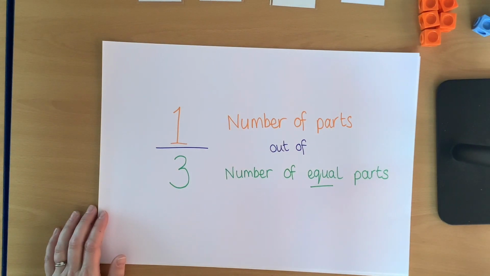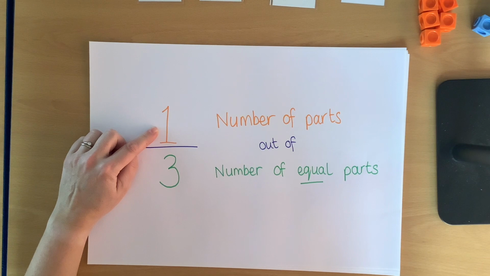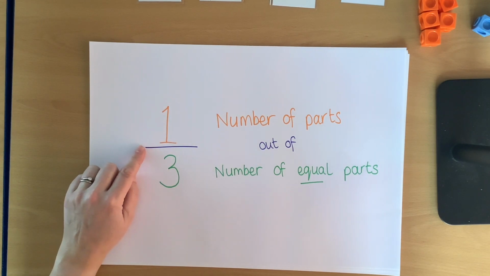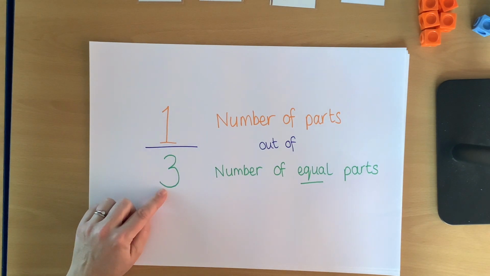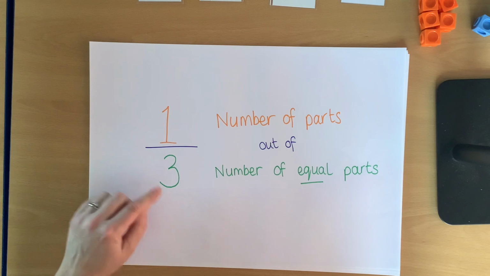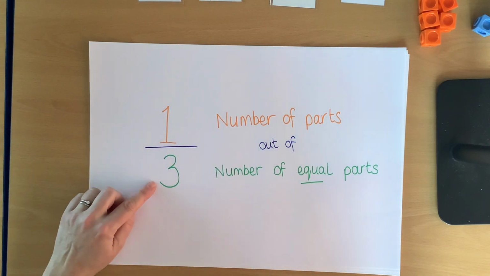So what do those numbers actually mean? This top number is the number of parts. We can use this line to represent "out of", and the bottom number, the denominator, is the number of equal parts altogether. So this fraction would be 1 part out of 3 equal parts.